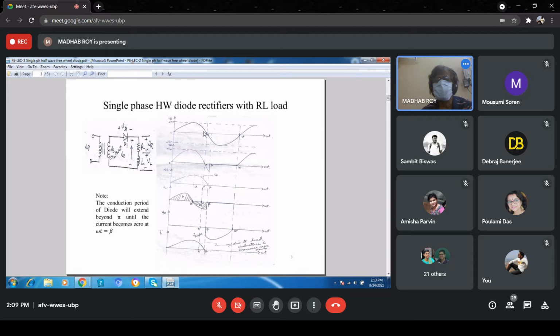So for 0 to pi, for this portion the voltage is the positive half. The polarity of the potential at this end will be plus and at this end will be minus. So the diode is forward biased and hence it will conduct.